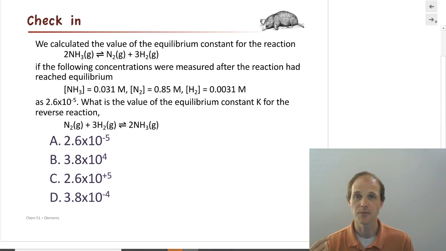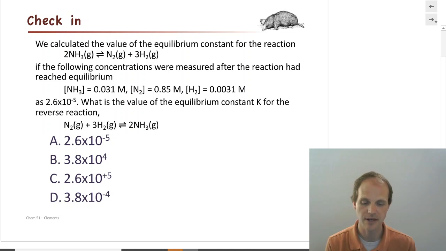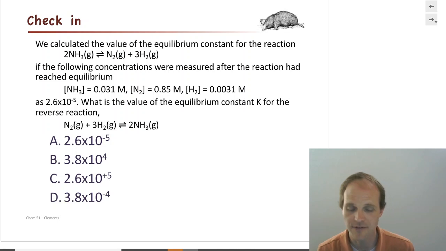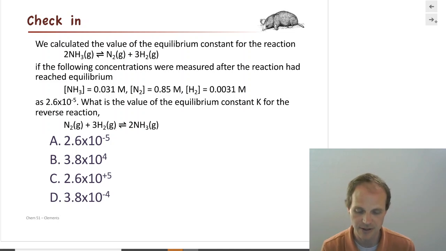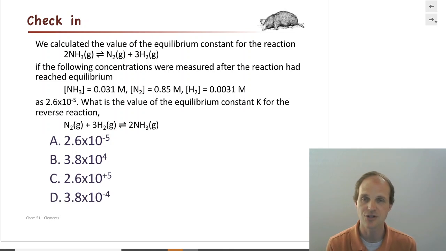All right, so we just calculated the value of the equilibrium constant for the reaction ammonia falling apart into nitrogen and hydrogen, and figured out that it was 2.6 times 10 to the minus fifth. What I want to know now is what's the value of the equilibrium constant for the reverse reaction? We've got N2 plus 3H2 goes to 2NH3. So go ahead and calculate that, come up with the value of the rate constant for the reverse reaction, and then check in.